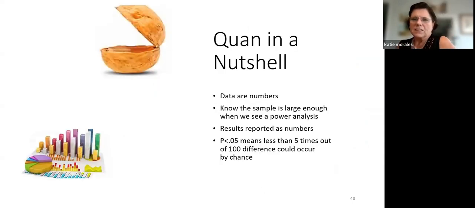So quantitative in a nutshell, the data are numbers. We know our sample is large enough when we see a power analysis is done. The results are reported as numbers, and when we look at statistical significance, which is a P less than 0.05, meaning less than 5 times out of 100 could that difference occur by chance alone.